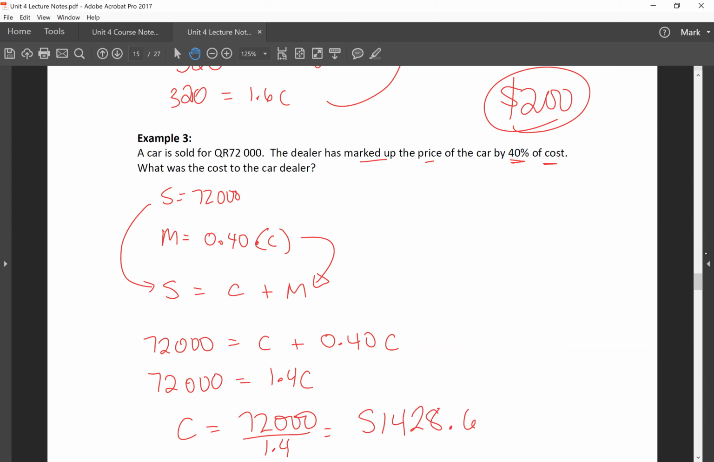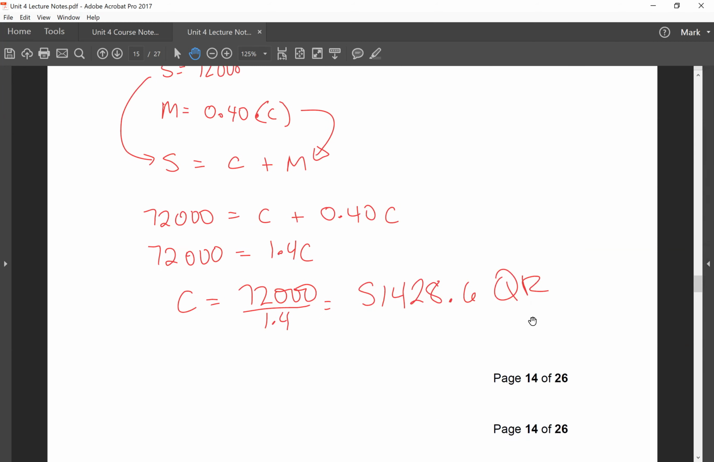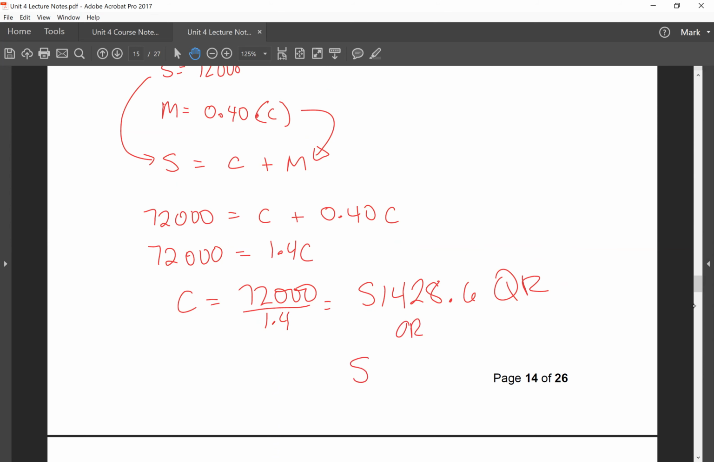Which is 51428.6 real. Now, realistically, guys, let's be honest. What is 0.6 of a real, right? You typically don't see that. So when you're dealing with reals, you are more than welcome to round it to the whole number. I'm not going to be looking for decimals. I don't care, is what I'm trying to say. So on the exam, I don't care about decimals.